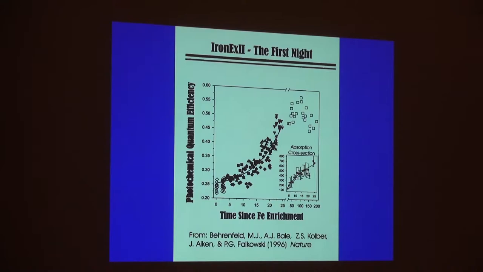In this case, here's the photosynthetic energy conversion efficiency. Right before we put the iron in, it's 25%, 0.25. That's the photochemical energy conversion efficiency of photosystem 2. In this case, 24 hours later, we doubled it. There's no change in the chlorophyll concentration. We just changed the efficiency by which you could capture the absorbed photons and use them for photochemistry. We doubled it within 24 hours. And that's due primarily to the synthesis of one single protein that is limited by iron. It's cytochrome b559, for those of you interested.